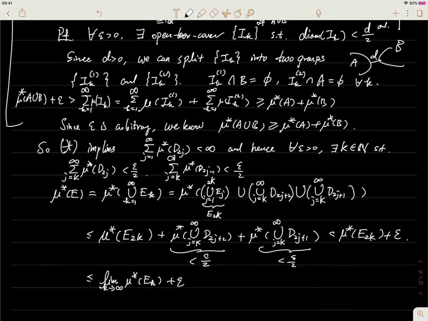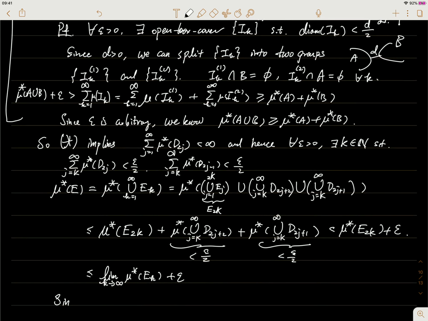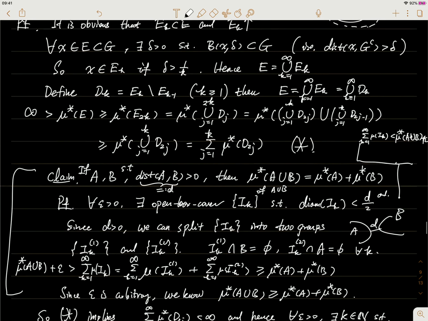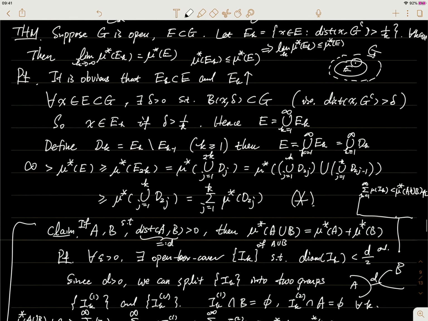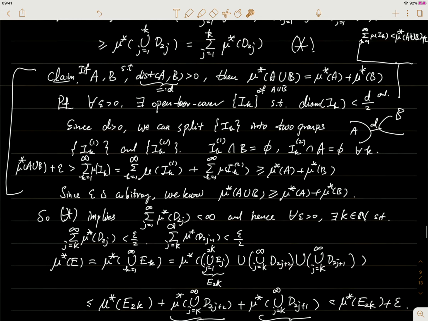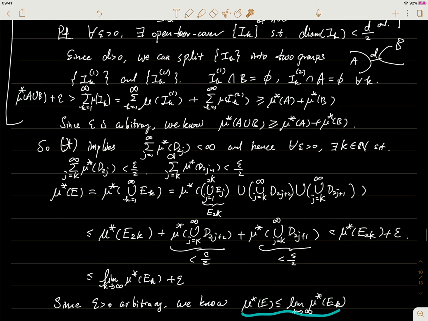And because epsilon is arbitrary, we know that the outer measure of E is less than or equal to the limit itself. So this is how we show this inequality. Previously we showed that mu star of E is greater than or equal to this limit, so the other direction is done. That's why these two are actually equal.